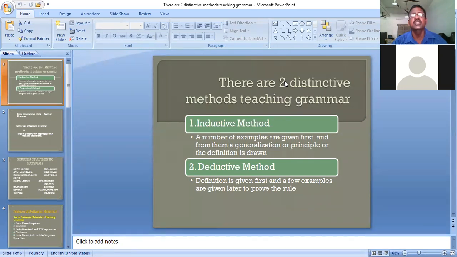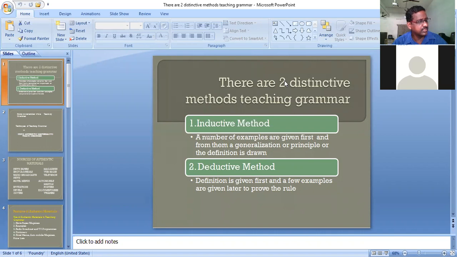Some more about the inductive method we are going to know about. Thinking and participating is possible in this method. In the inductive method we can think and we can participate.